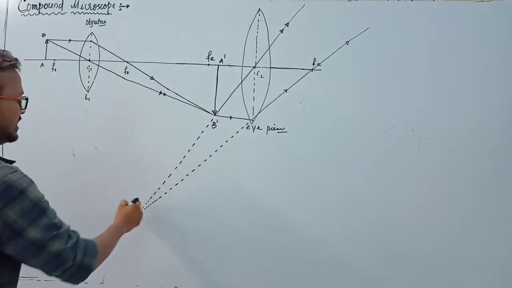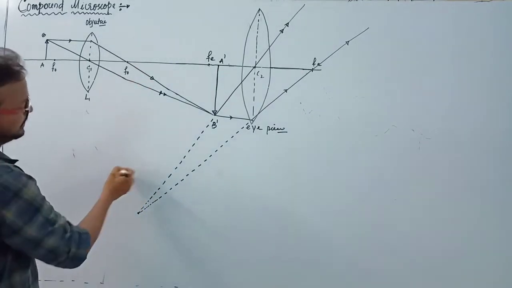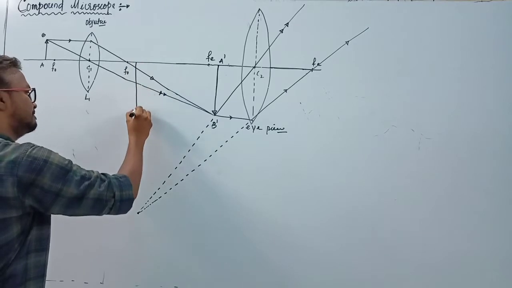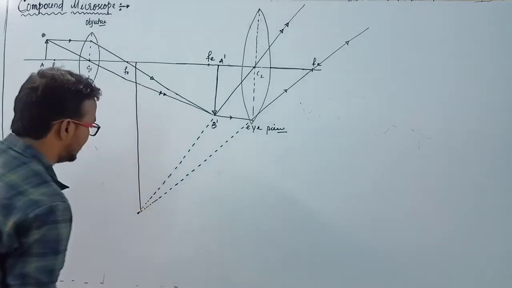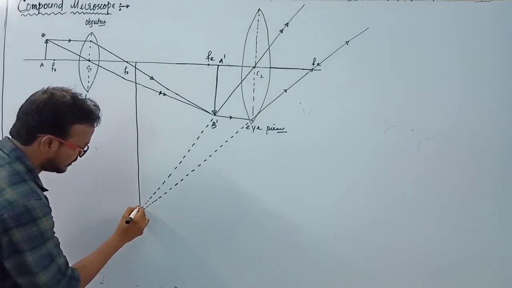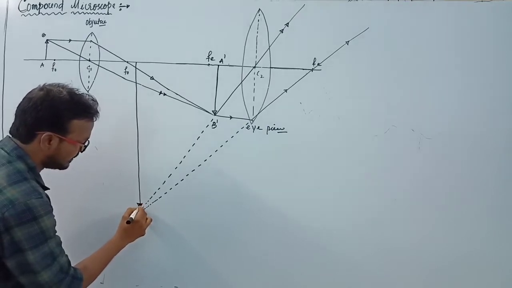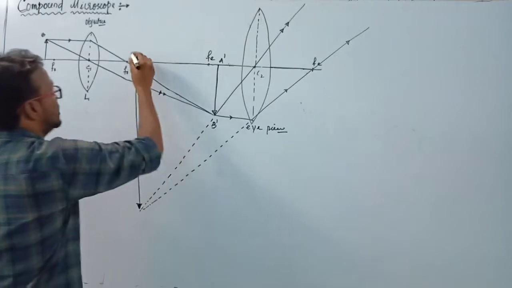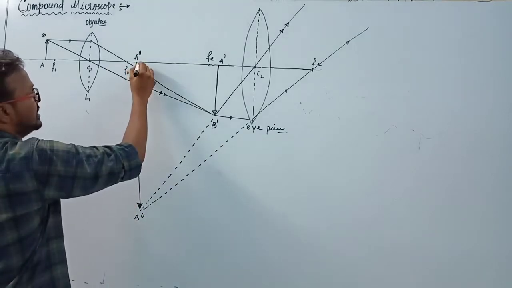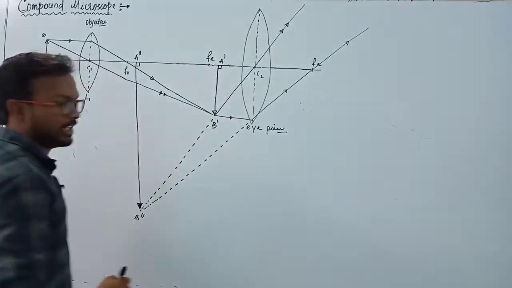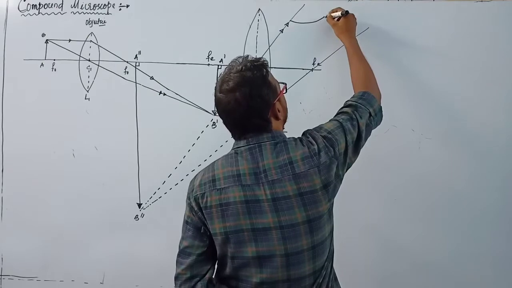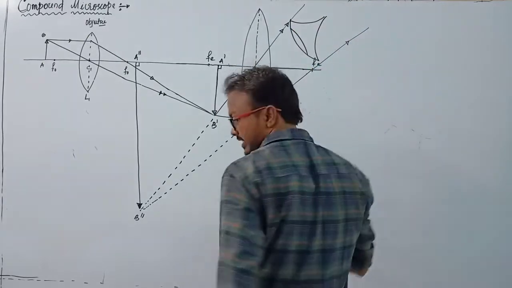Clear? And finally we get an image here, and the final image formed depends on the length of the tube, or the length of the microscope. So this is the final image formed here, and we can call these A double dash and B double dash, and this angle is 90 degrees, and here also this angle is 90 degrees. But there is an eyepiece, where we observe from this point here. So this is the eyepiece.